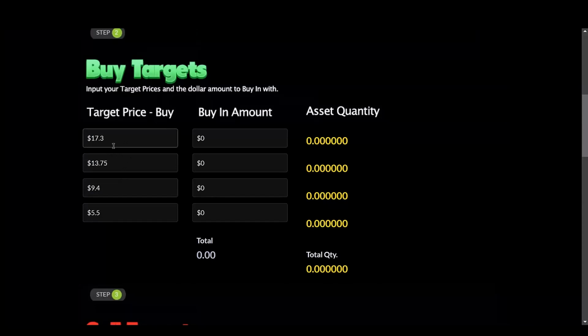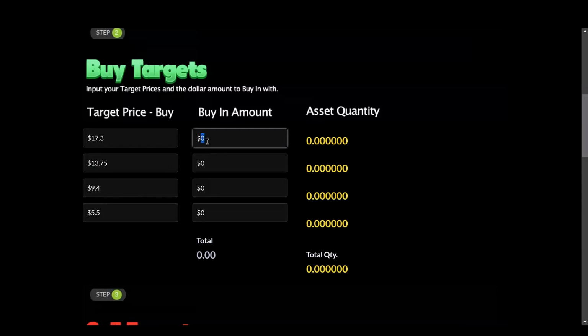So my first buy target is $17.30. We're already under that, so of course I've already entered. Next buy target is $13.75. Third buy target is $9.40. And like I said, the last buy target is at $5.50. Don't think we'll get there, but it's in there for this scenario. Our buying amount for AVAX today will be $2,500.